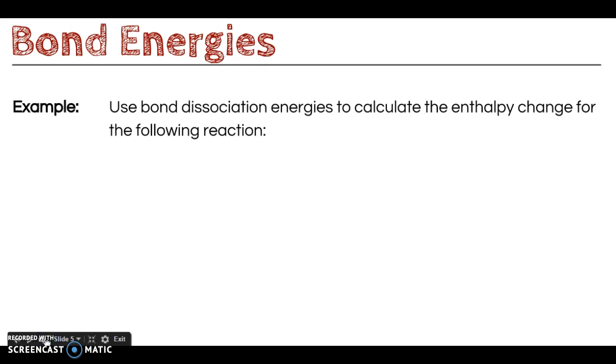So here's the example. Use bond dissociation energies to calculate the enthalpy change for the following reaction. In this case I have some hydrogen gas and fluorine gas reacting to make hydrogen fluoride.